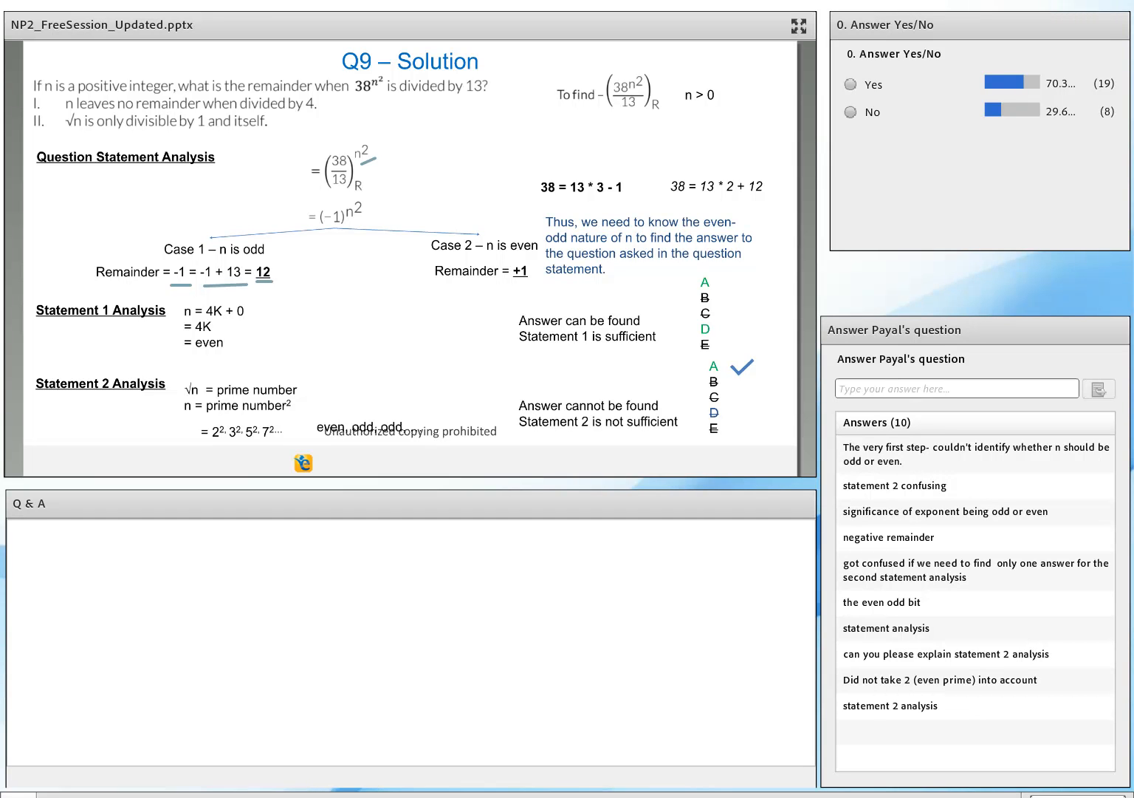Now, if you were not able to analyze statement 2 properly because you didn't consider 2 as a possible even number there, that means you again have an issue with the conceptual understanding of what prime numbers are. Okay, sorry, you were not able to consider 2 as a prime number. That means there is a conceptual issue over there. So it's very important for you to know what you are not getting so that you can implement the corrective action. Okay, does this make sense?